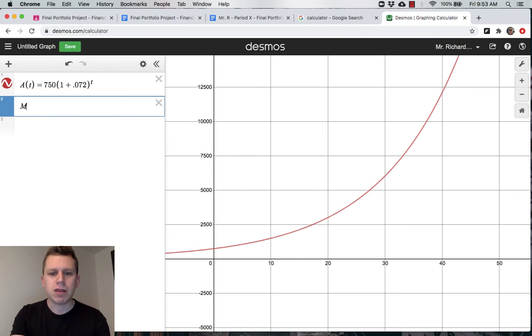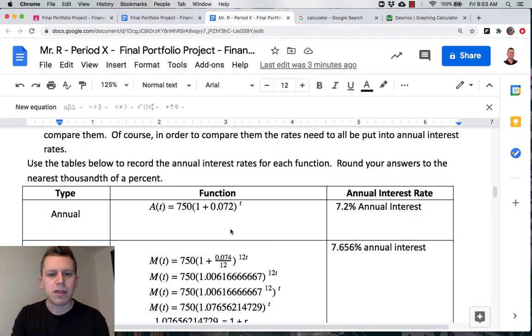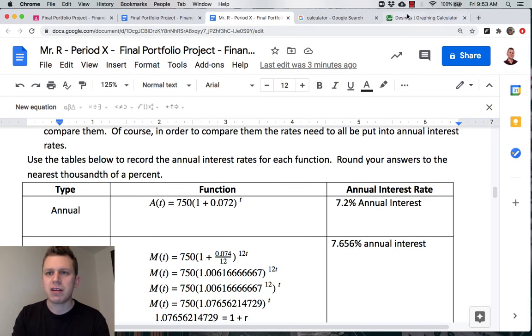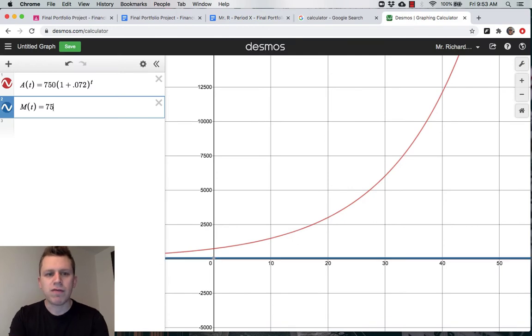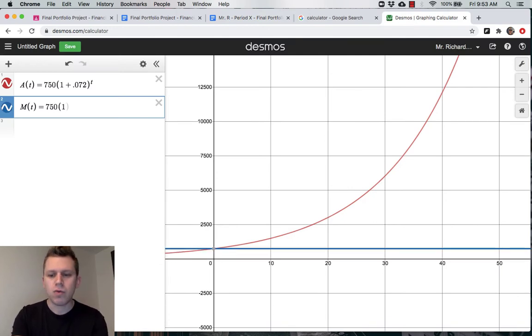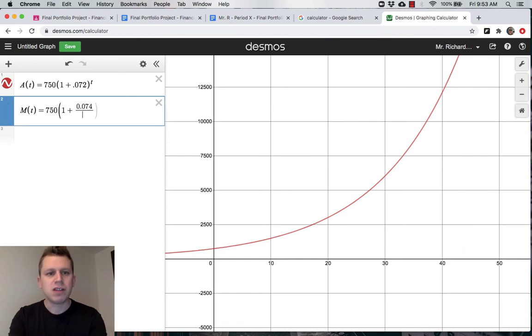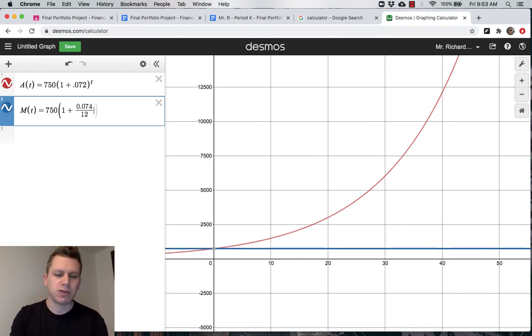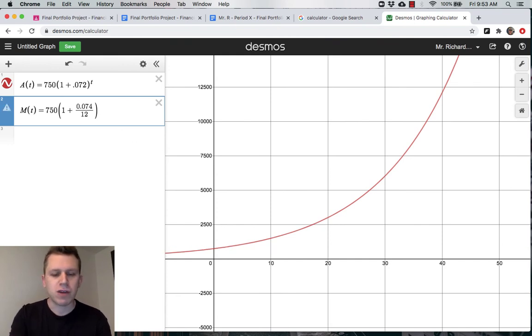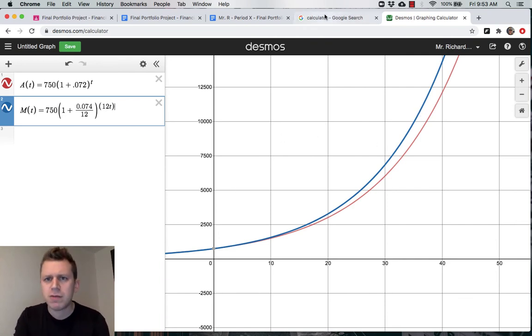The next one was my monthly interest, M of t equals, and let's do that one, go back here. What was my monthly? 7.4% compounded monthly. 1 plus 0.074 divided by 12. Desmos is a beautiful thing. Look at that. It kind of writes the fraction the way you would, times 12t. You can see it's increasing a little bit faster. I love how I put in a different color for me immediately.